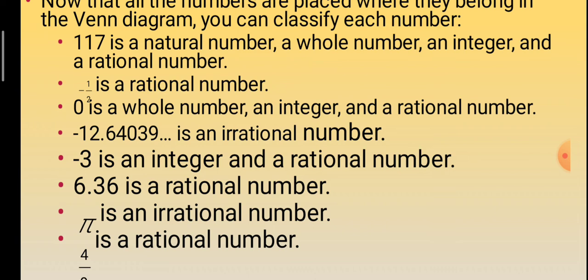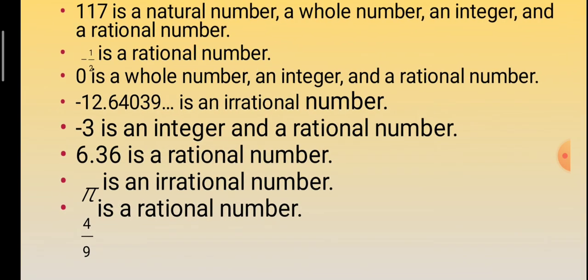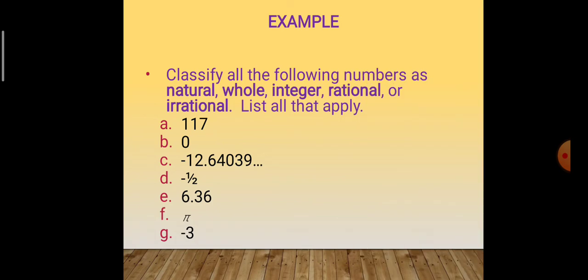Next one, minus 1 by 2. Minus 1 by 2 is a rational number. Next one, 0. 0 is a whole number, an integer and a rational number. Next one, minus 12.64039... is an irrational number. Next one, minus 3. Minus 3 is an integer and a rational number. Next one, 6.36. 6.36 is a rational number. Next one, pi. Pi is an irrational number. Next one, 4 by 9 is a rational number.